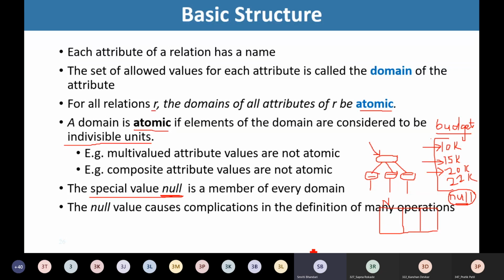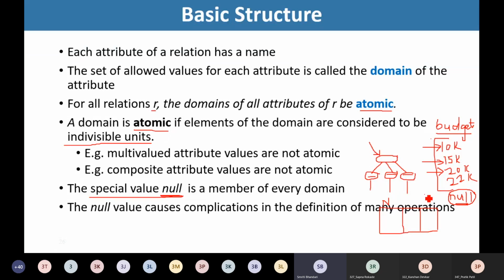We are not actually going into the details. Whenever required, and whenever we would like to talk about these null values and how to handle them, we are going to focus more upon that concept. But just understand right now, every domain has one special value, null. If we frequently use this null value as the value of an attribute, it may create some complications while performing the operations, right?